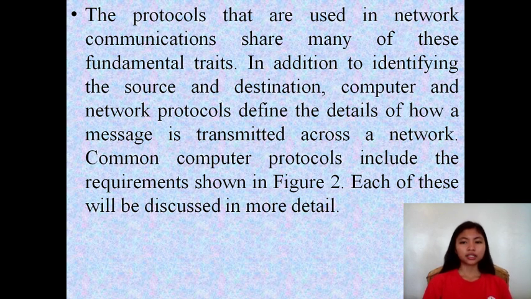The protocols that are used in network communications share many of these fundamental traits. In addition to identifying the source and destination, computer and network protocols define the details of how a message is transmitted across the network. Common computer protocols include the requirements. Each of these will be discussed in more detail.